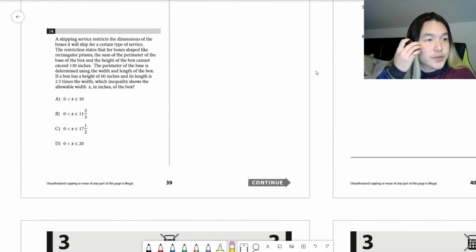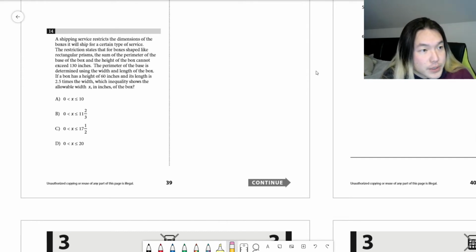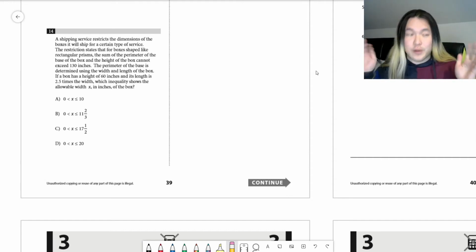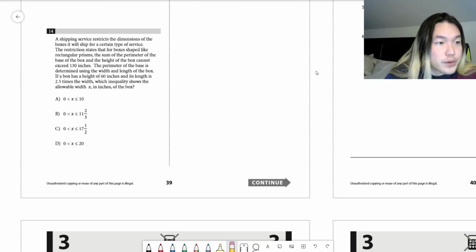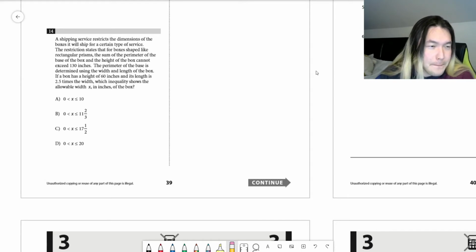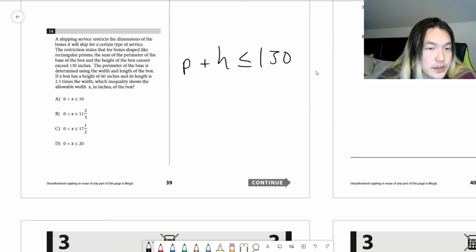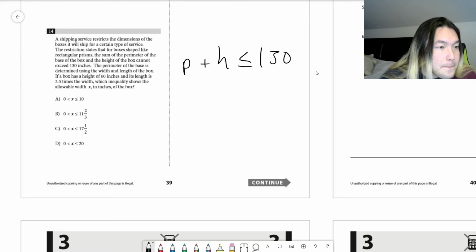A shipping service restricts the dimensions of the boxes it will ship for a certain type of service. The restriction states that for boxes shaped like rectangular prisms, which is a fancy word for a box, the sum of the perimeter of the base of the box and the height of the box cannot exceed 130 inches. So the perimeter of the base plus the height has to be less than or equal to 130 inches.